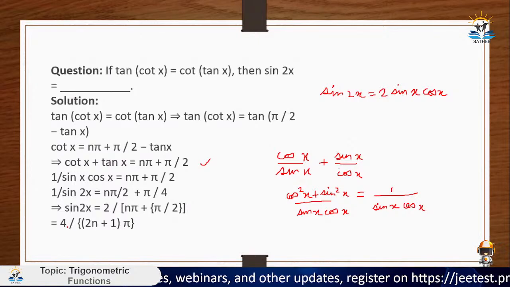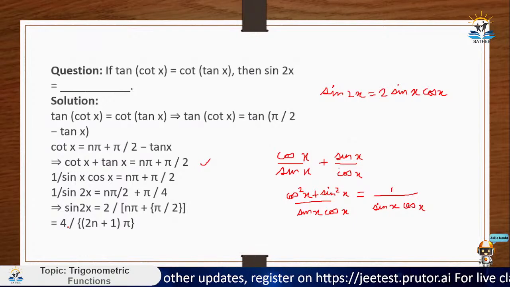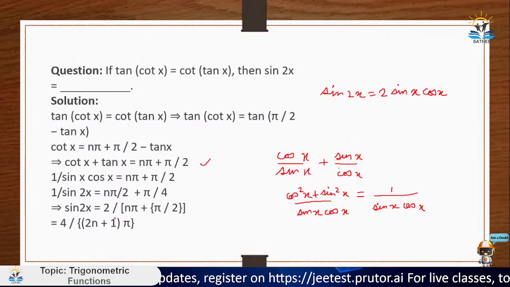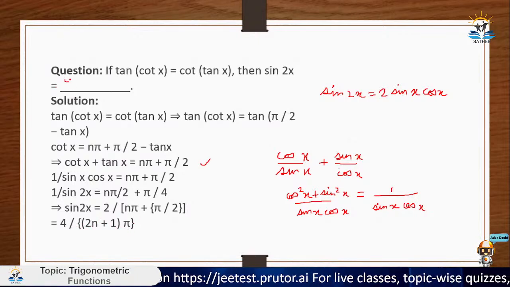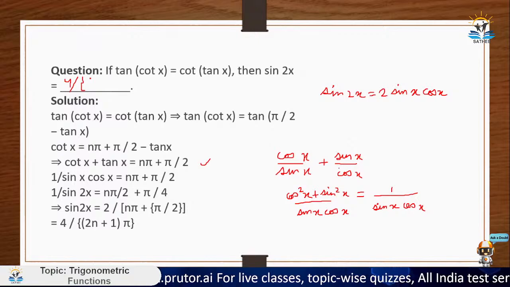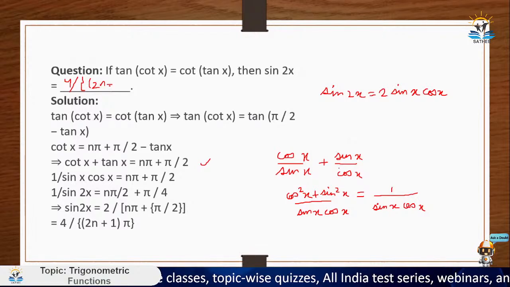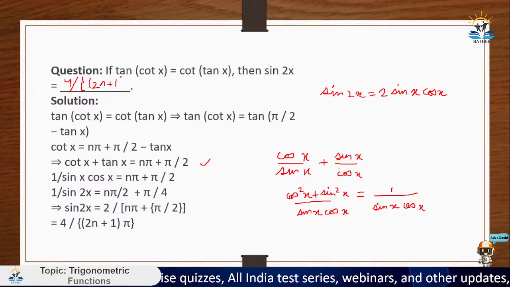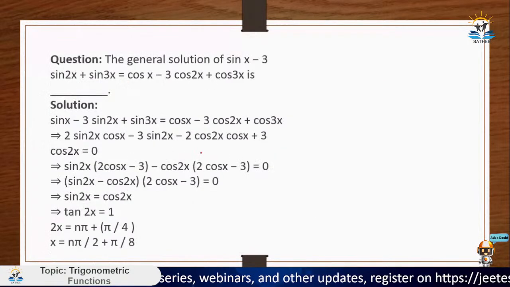And from here, I get, one second. Yeah, I was asked sin 2x only. So sin 2x is equal to 2 upon n pi plus pi by 2. And taking LCM and all, we will get 4 upon 2n plus 1 pi. So here my answer would be 4 upon (2n plus 1) pi. I hope you got it. You have just used simple trigonometric formulas to get to our answer. Okay, so moving on to the next one.